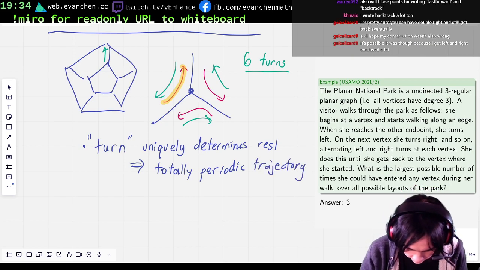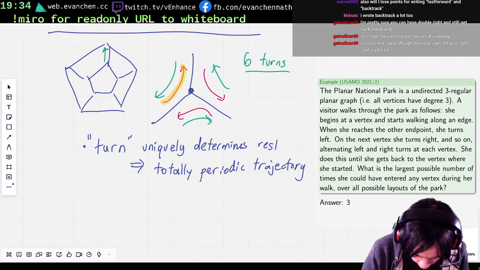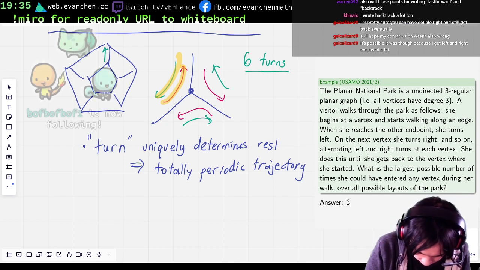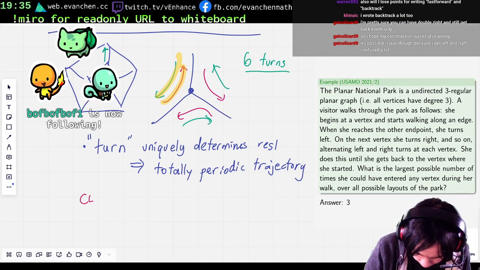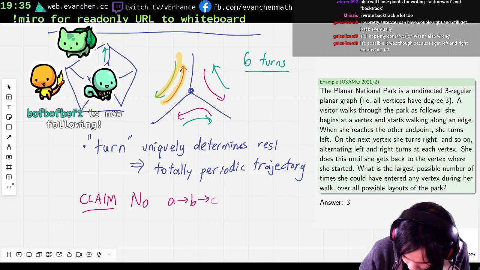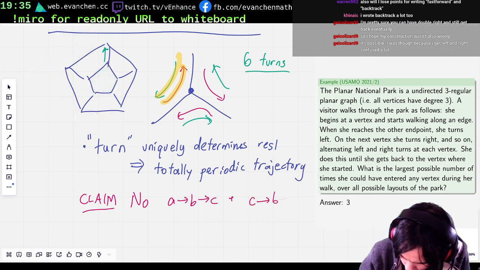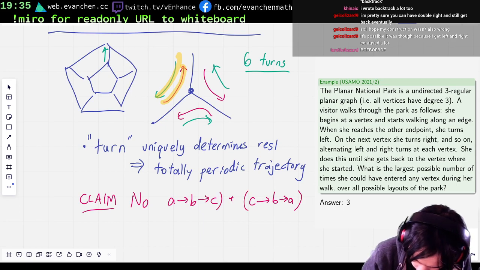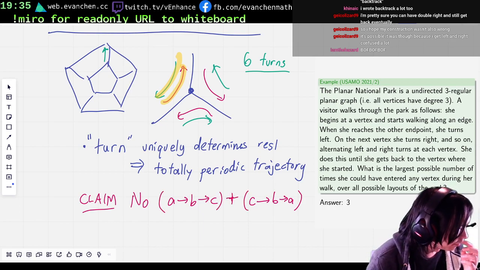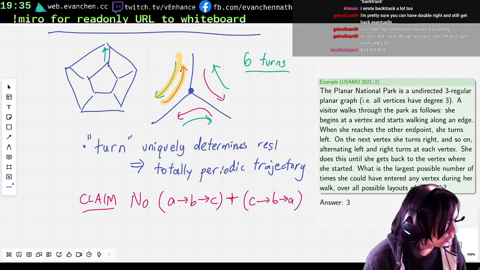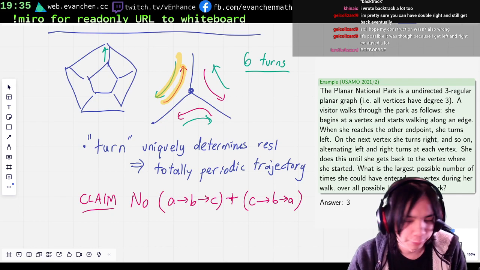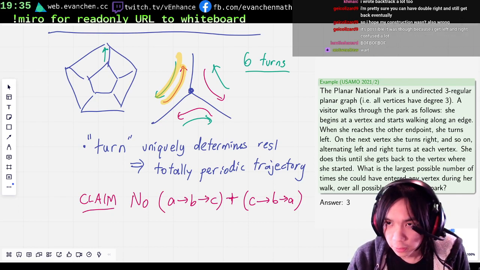However, I make the following claim, which is that you can't have both this and that. Claim: no ABC plus CBA can occur. And the reason is that, well, I actually have a diagram prepared for this. Maybe I'll just post that one.